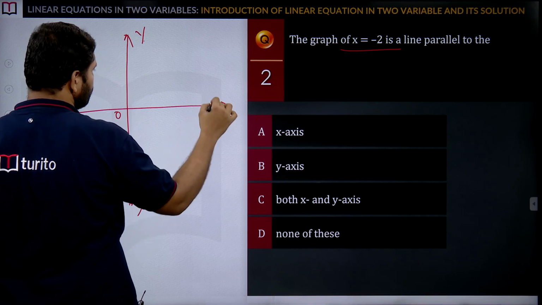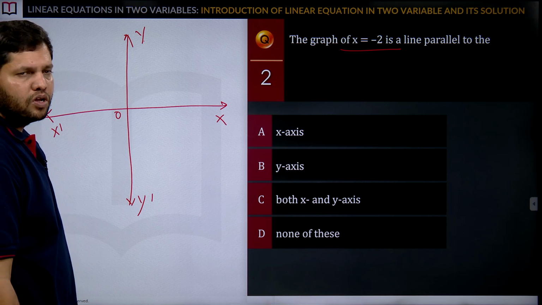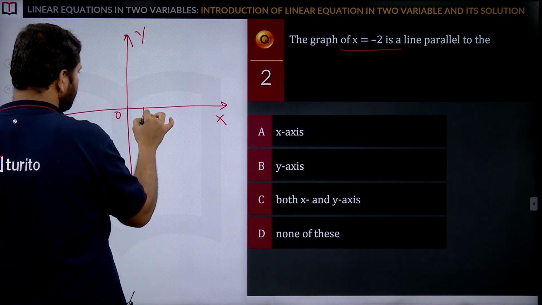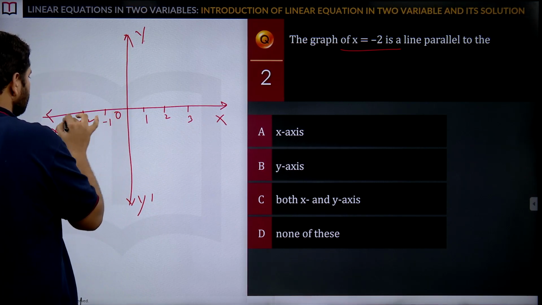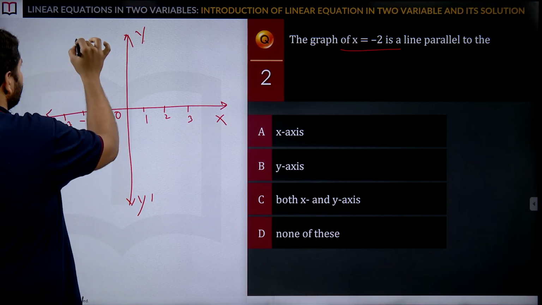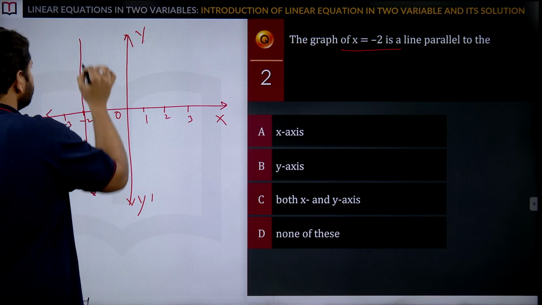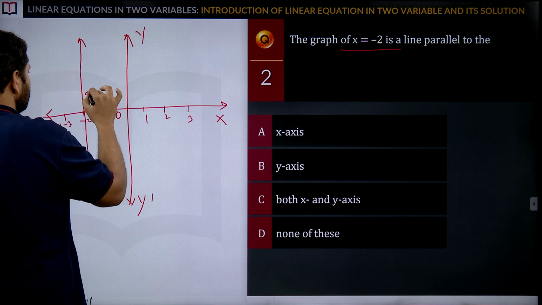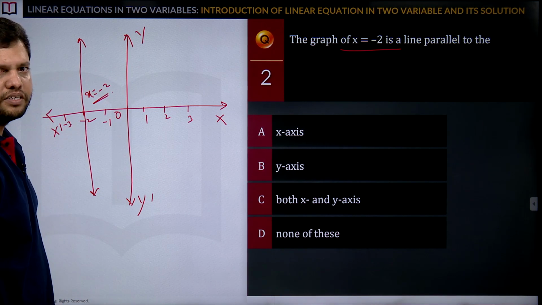So what is the actual equation of the line, children? x is equal to minus 2. So x is equal to minus 2 means this is 1, this is 2 and 3. This is minus 1 and minus 2 and minus 3. x is equal to minus 2 means this is the actual equation of the line, children. So it passes through x is equal to minus 2. So this is the equation of the line, isn't it?